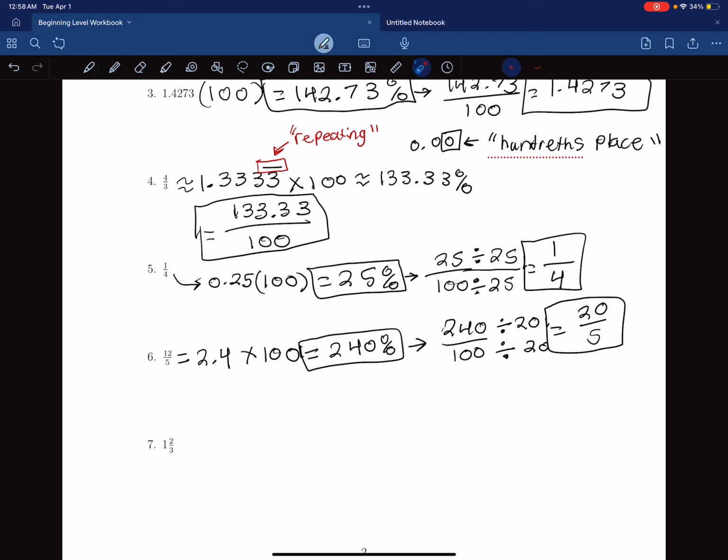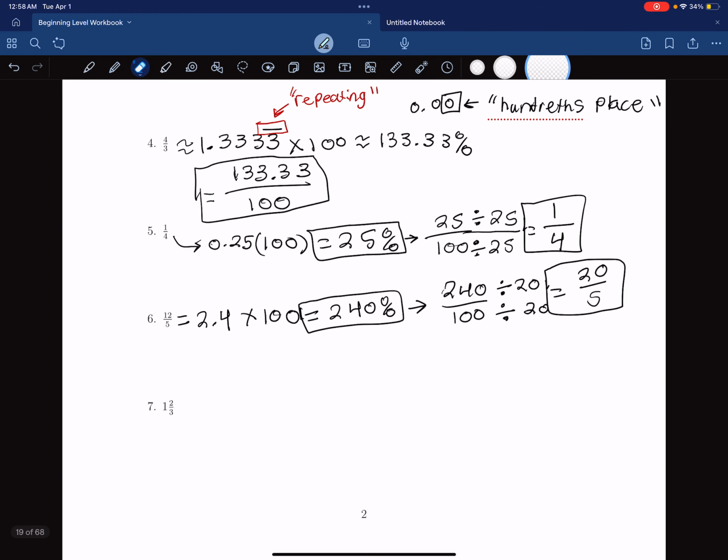Or not 20/5, 8. Wait. Hold on a moment. So I do apologize. This is not 20. I don't know why I wrote that. 240 divided by 20 is 12.